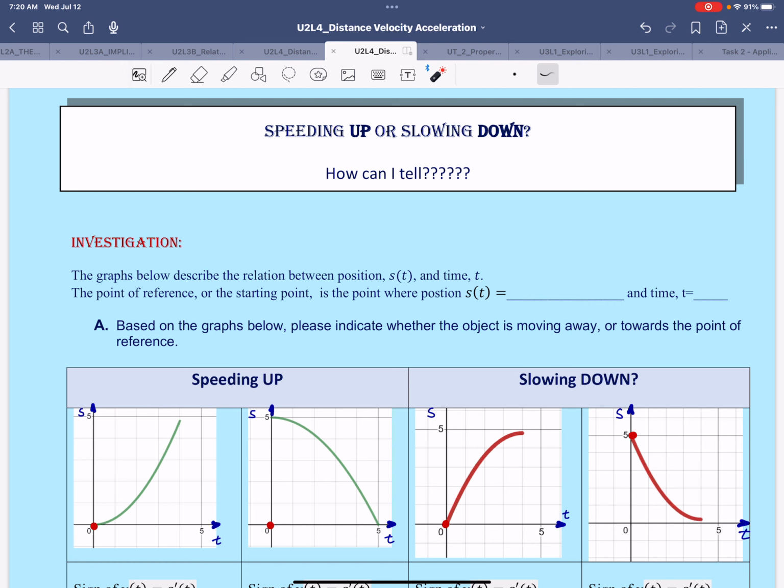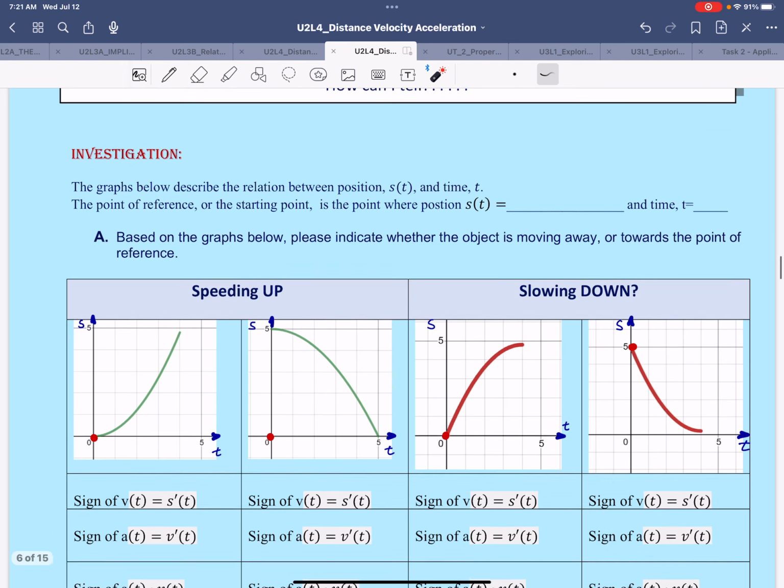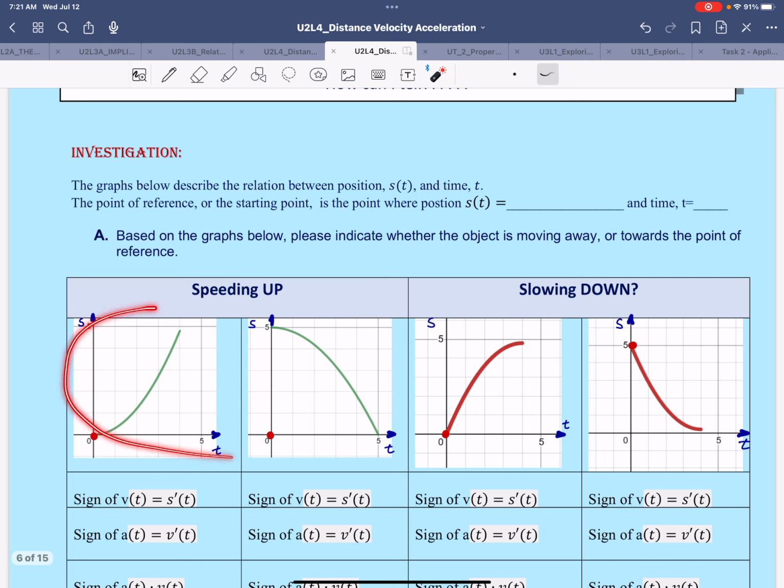So, in order to best explain this, I brought in two sets of graphs. The first set of graphs represents a speeding up motion and the second a slowing down motion. Now remember that the point of reference at all times will be when position is 0 and at time equals 0. So 0, 0. So the point of reference is always right here at the origin.